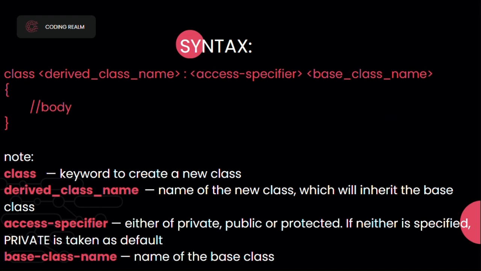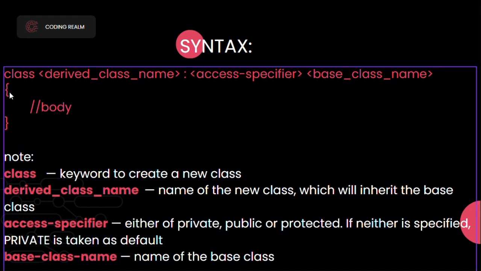Now let's see the syntax of inheritance. First, we have the class keyword, a derivative class name, the access specifier, the base class name, and the body under the braces. The class is the keyword to create a new class. Here, for example, class car. The derivative class name is the name of the new class, which will inherit the base class. And the access specifier is either private, public, or protected. If neither is specified, private is taken as default. And the base class name is the name of the base class.